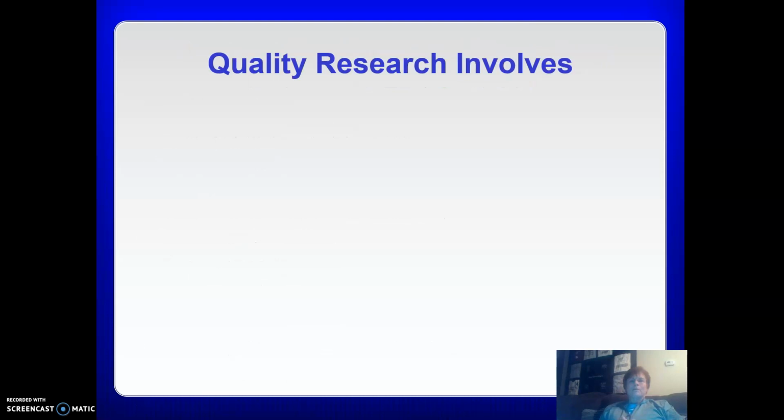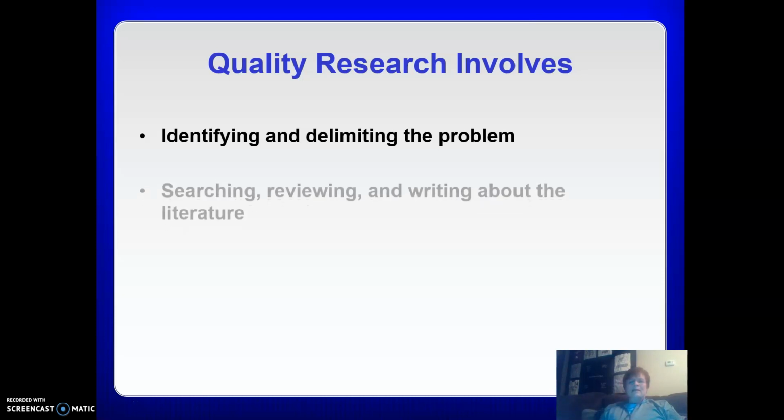When we talk about quality research, specifically what we're looking for is, we talked about you're a problem solver. So as you conduct research, you first of all need to define the problem. What is the problem specifically that you're trying to answer? And also being able to delimit or narrow down the problem, so you're able to identify it and define it in a very controlled way.